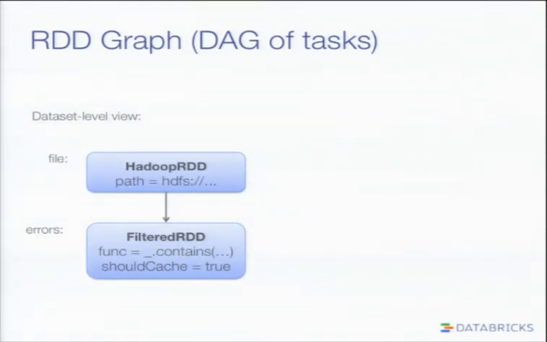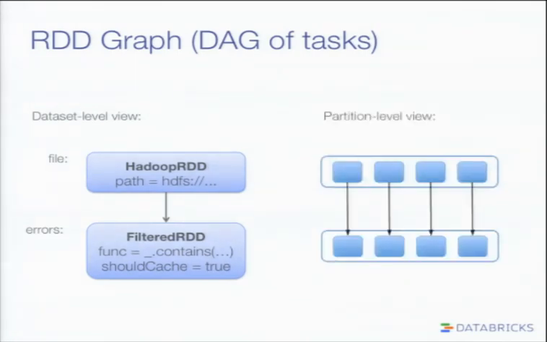On the left, there's a dataset view, which is very simple. It's a HadoopRDD pointing to the filter RDD. It creates a very simple lineage. But if you zoom in a little bit and look at the partition level view, this is exactly what happens: you have one-to-one dependencies between the partitions of the two RDDs. So essentially, you have arrows pointing this way.